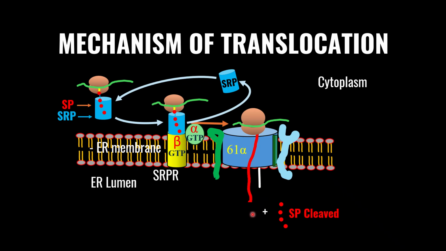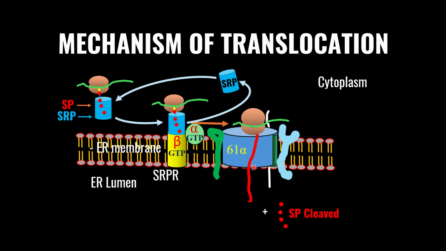It will behave normally. However, if there is a problem, if the SP is mutated at this stage before binding to SRP or to the channel, it will cause problems. It will mistarget the protein and cause diseases.